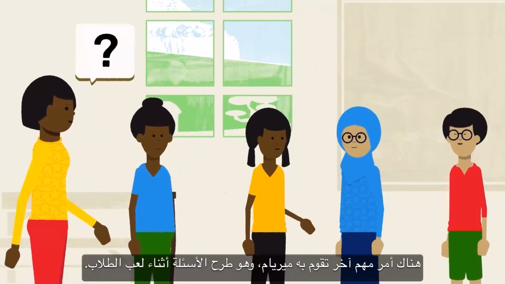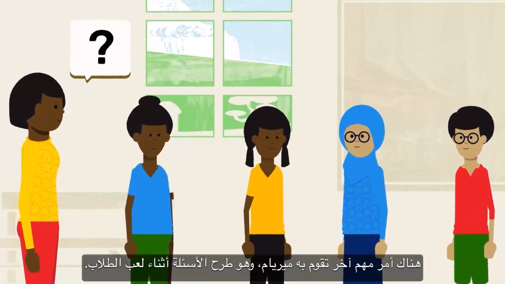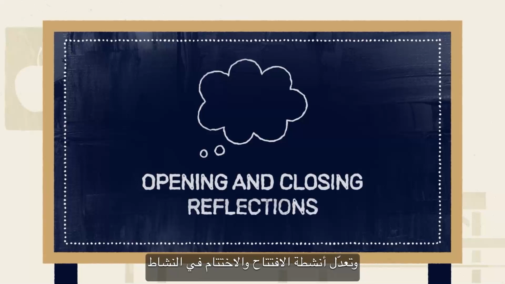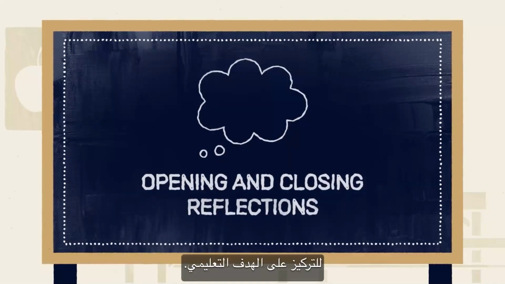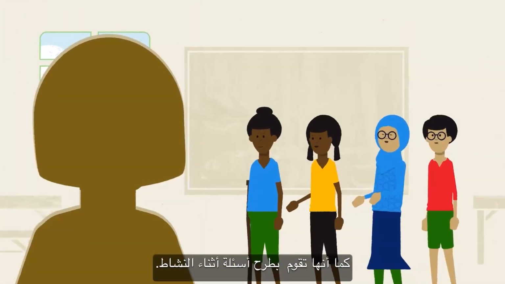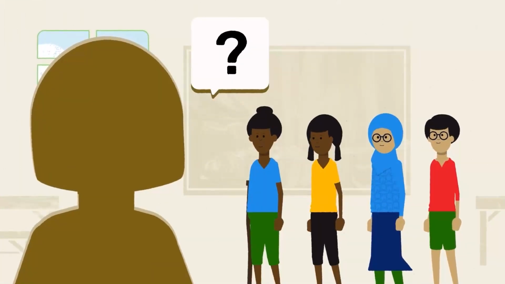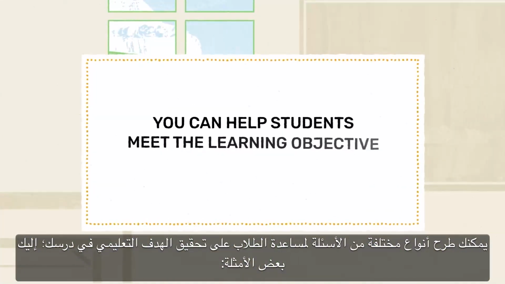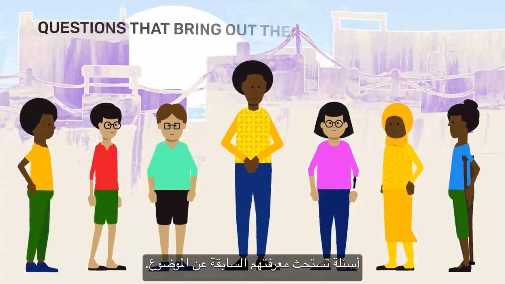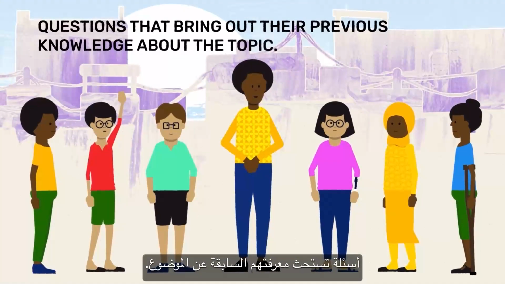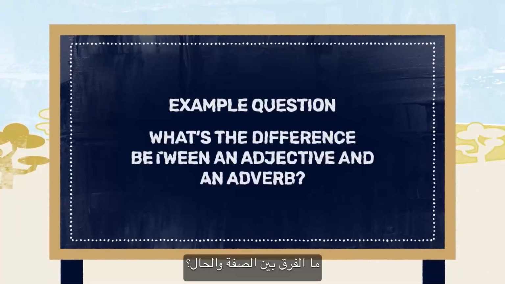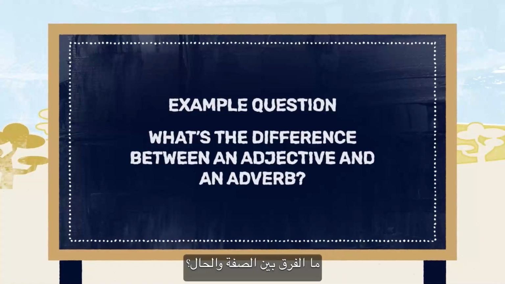Another important thing Miriam does is ask questions as students play. She changes the opening and closing reflections in Power to focus on the learning objective. She also asks questions during the activity. In your lesson, you can help students meet the learning objective by asking questions that bring out their previous knowledge about the topic. For example, what's the difference between an adjective and an adverb?